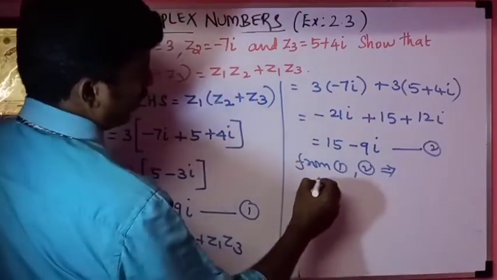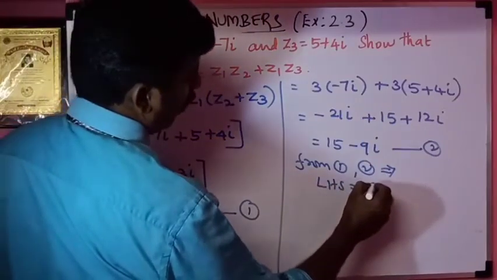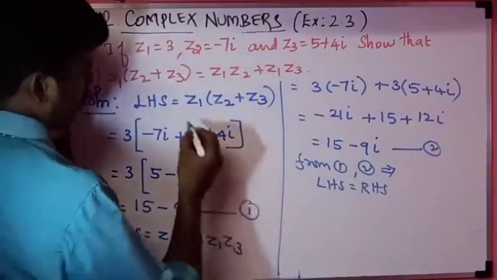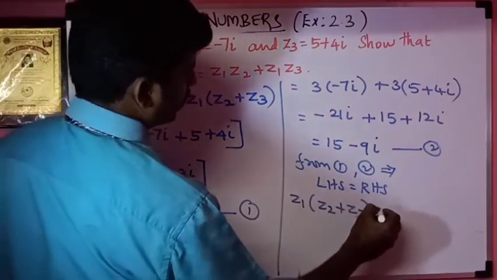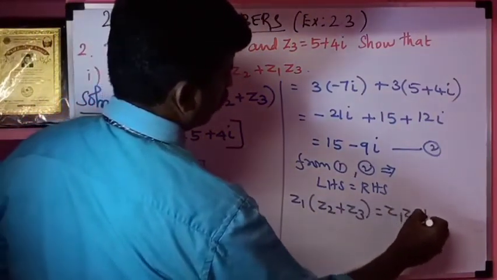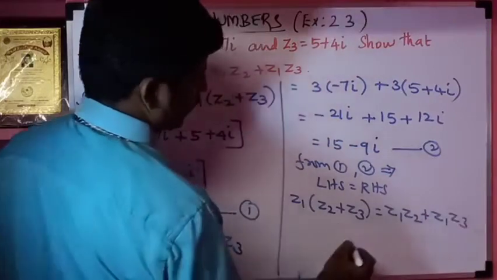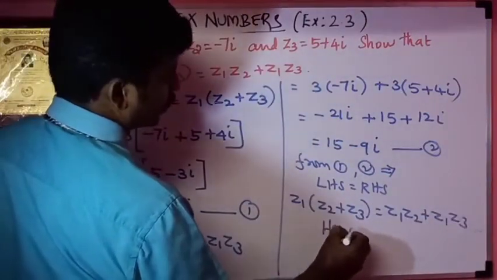From equation 1 comma 2, the LHS is equal to RHS, so z1 of z2 plus z3 is equal to z1 z2 plus z1 z3. They are equal.